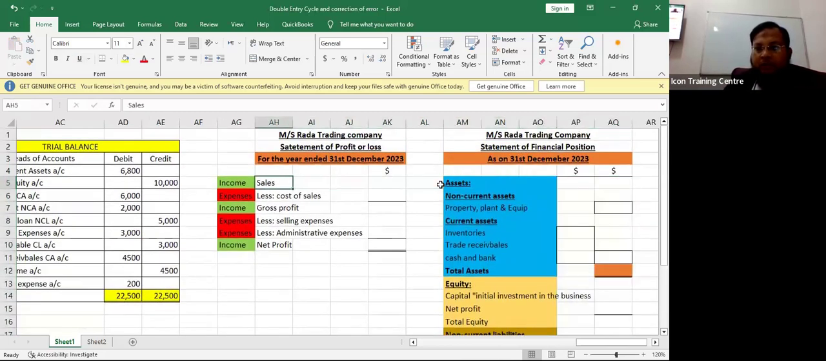Okay. This is the format of the statement of profit or loss and the statement of financial position. Very simple. We have five elements of financial statements. We have already discussed this many times. We have assets and liabilities, we have equity, and we have income and expenses. So these income and expenses are shown in the statement of profit or loss here. Sales less cost of sales, then we have gross profit, then we subtract selling expense and admin expense, and we have net profit.